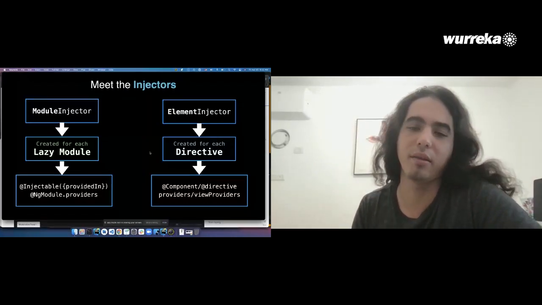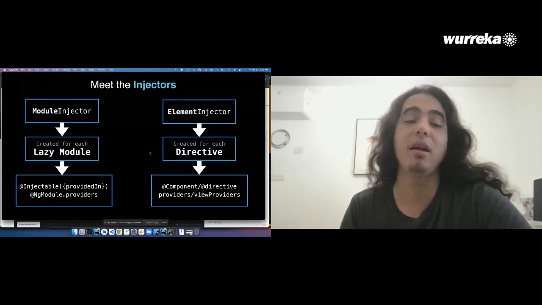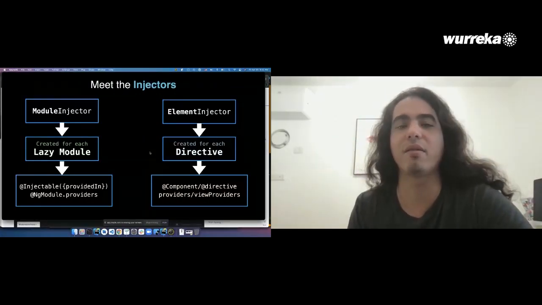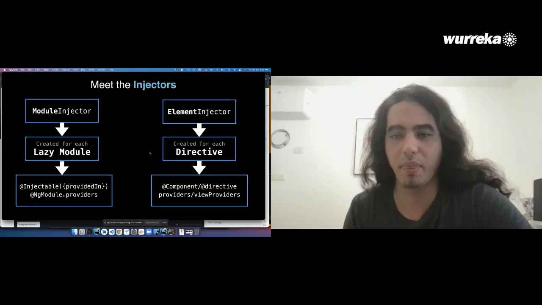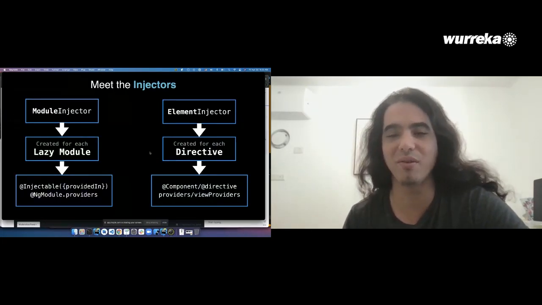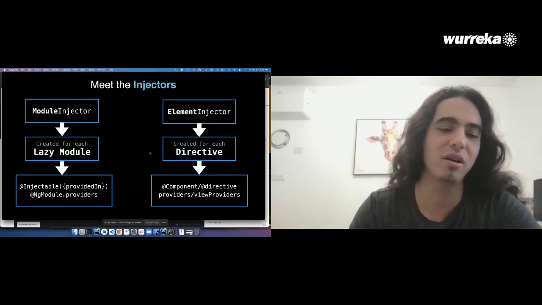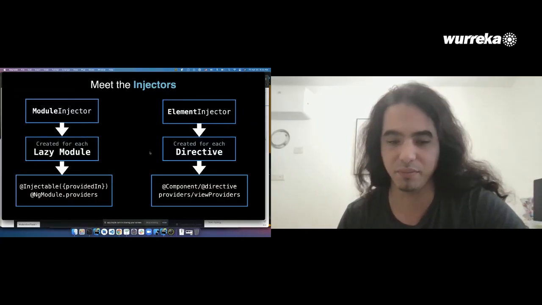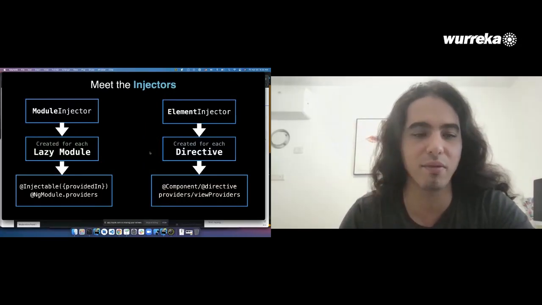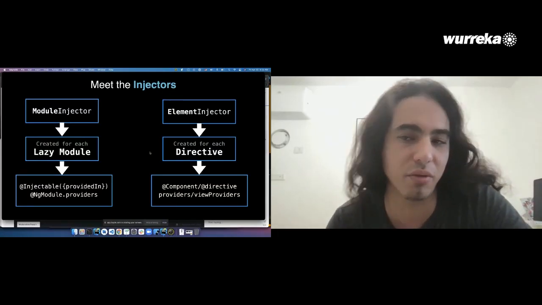For each component slash directive, an instance of injector is created by Angular, and we've got an injector on the module level. Sometimes we refer to it as the root injector. But technically the name, and you've probably seen it in some error messages if you had any issue with dependency injection, you can see the node injector and the R3 injector.